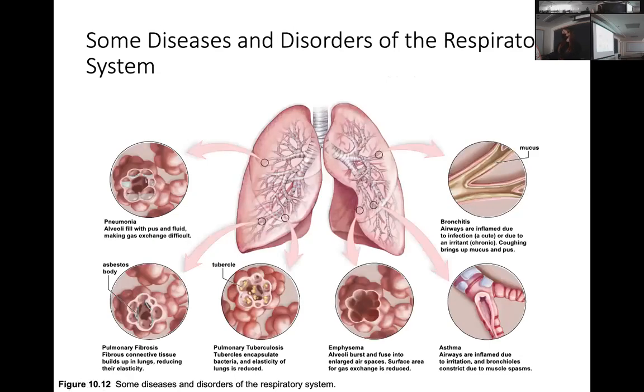Okay. Here's a picture of some of those diseases and disorders of the respiratory system that we talked about, and they each have a little picture attached. There's pneumonia, pulmonary fibrosis, pulmonary tuberculosis, asthma, emphysema, and bronchitis. You can read a little bit about those, remembering that if a question asks what's a disease or infection of the lower respiratory system or the upper respiratory system, we need to know the difference between those two to put them in the correct categories.